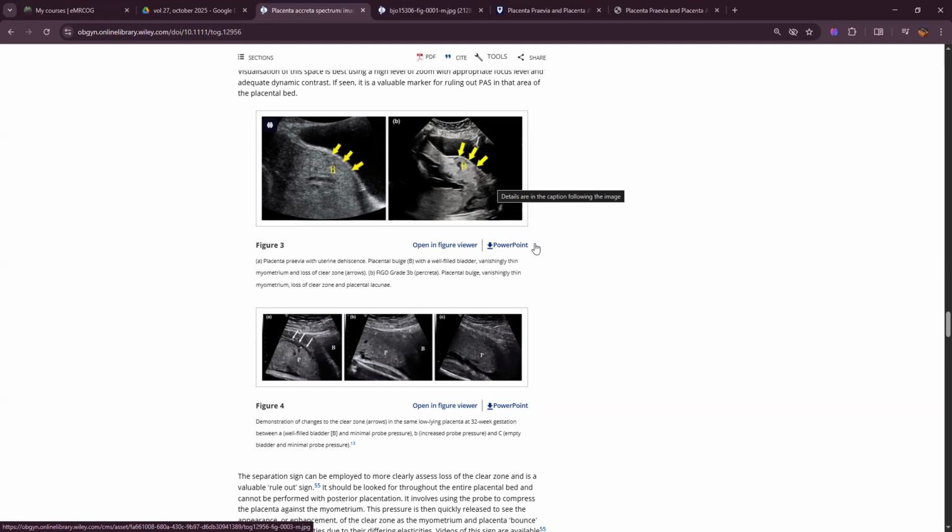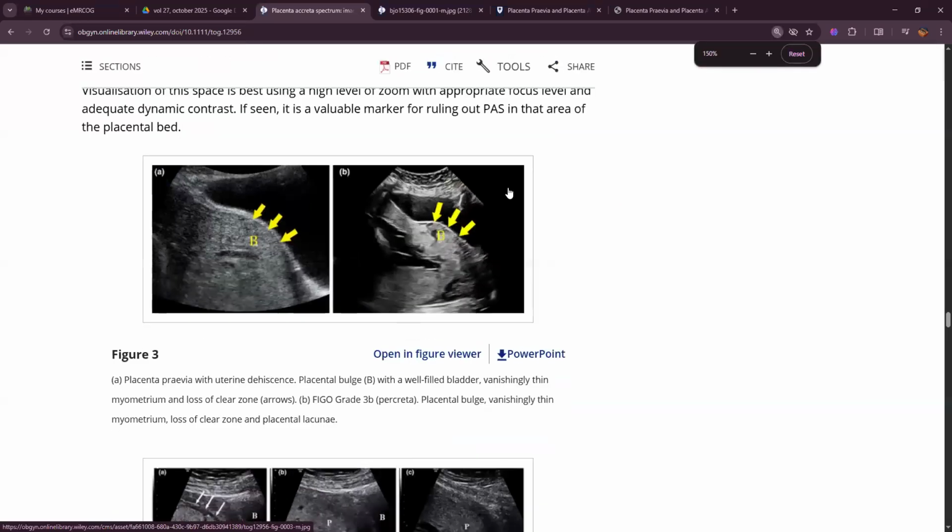What do you think, guys? Shall I zoom in? If you can see the placenta up to the bladder wall, what is this? Yeah, of course, percreta. Excellent.